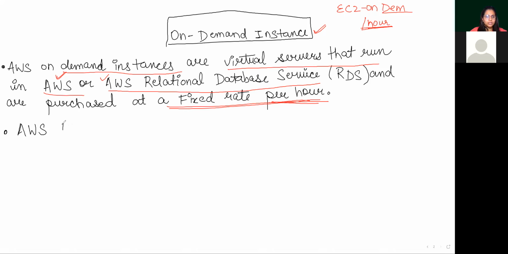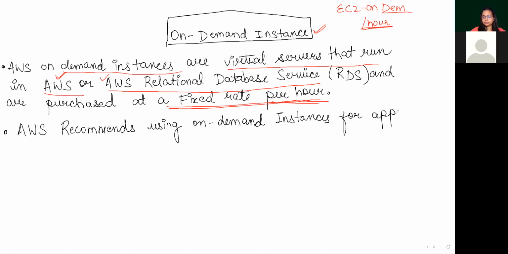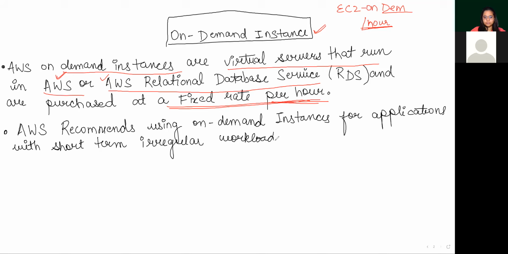Okay. So AWS recommends using on-demand instances for applications with short-term, irregular workloads that cannot be interrupted.